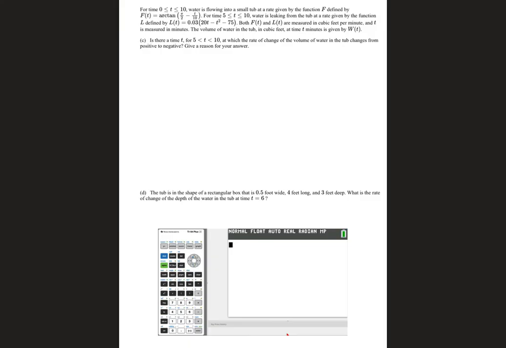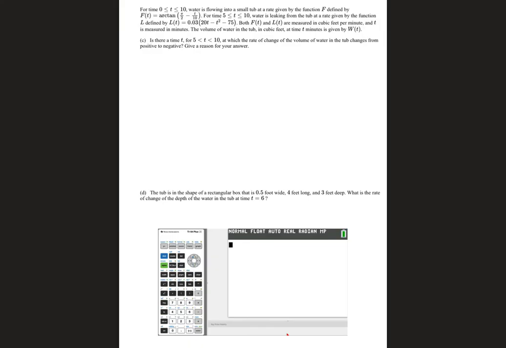So that's one way. I kind of did it a different way. I'm going to use the intermediate value theorem, just for no good reason. You can do it completely either way. It doesn't matter, and I'll show that once we pull it up on the calculator too. So, makes no difference at all. They say, is there a time t at which the rate of change of the volume of the water in the tub changes from positive to negative?